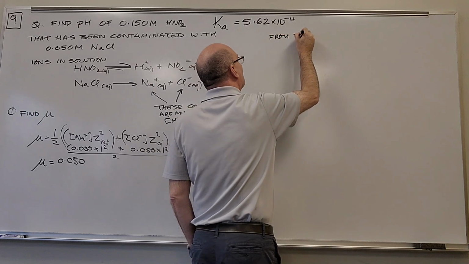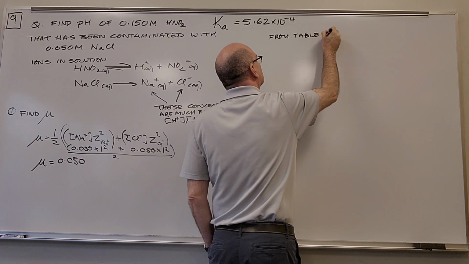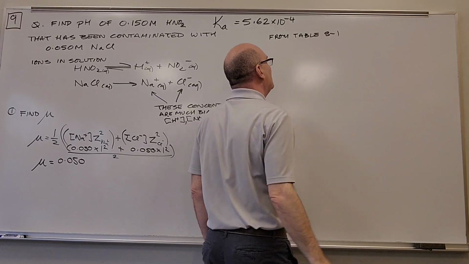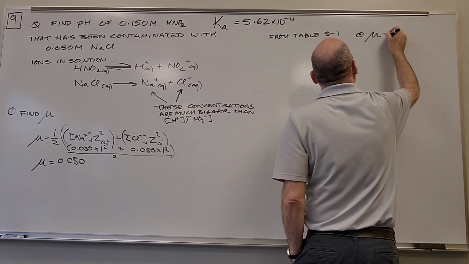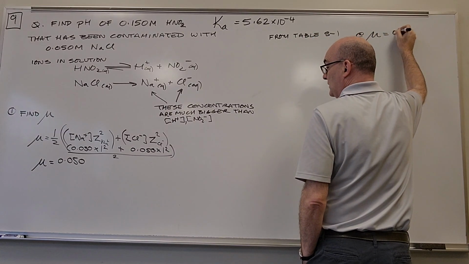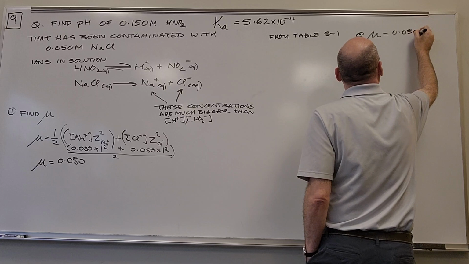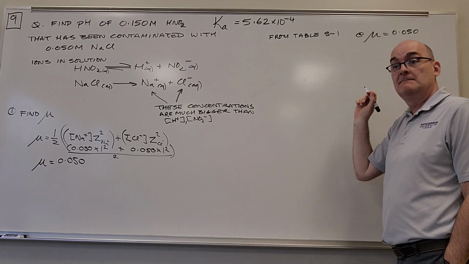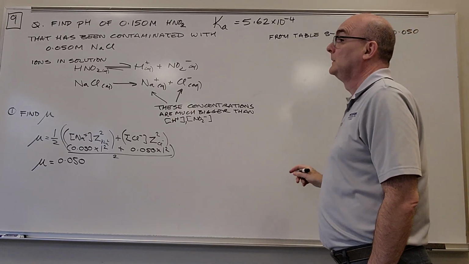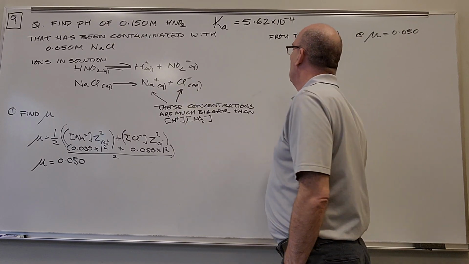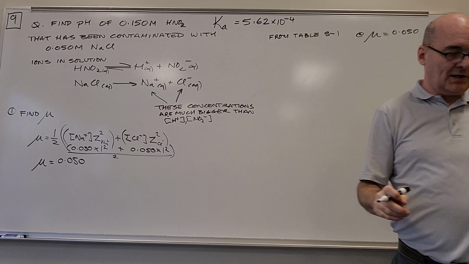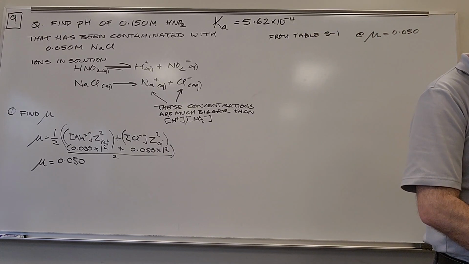Wait, what are we looking for? So we're looking at table 8.1, and we're going to be looking at an ionic strength that is 0.050. Is there a column for that? Yes. Good, because sometimes there's not, and you have to interpolate. And which ions are we looking for?